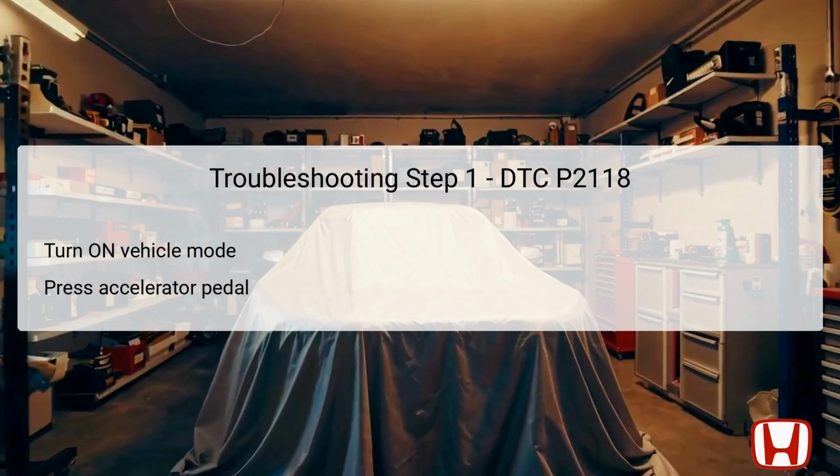The first troubleshooting step for diagnosing DTC P2118 involves ensuring the vehicle is in the proper mode for testing. Begin by turning the vehicle's ignition to the on position without starting the engine. Once in this mode, slowly press the accelerator pedal all the way down to the floor. This action allows the throttle actuator driver to detect the input and determine if it communicates properly with the PCM. Document any unusual readings or behaviors during this step, as they can provide critical insight into the functioning of the throttle system.